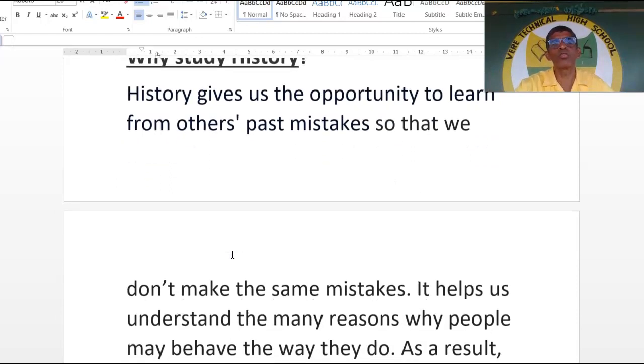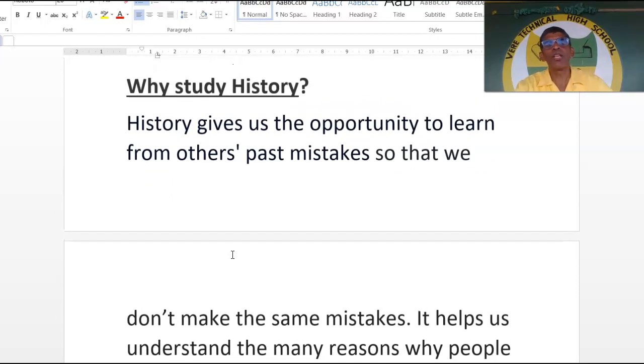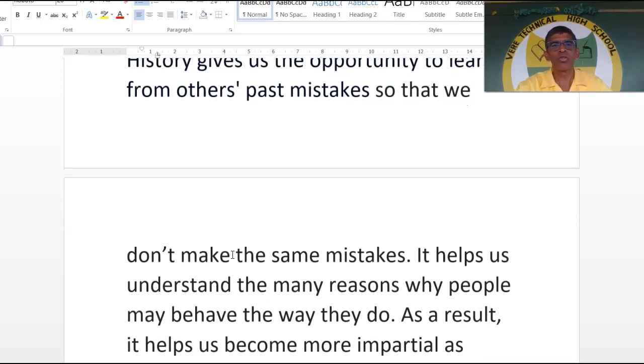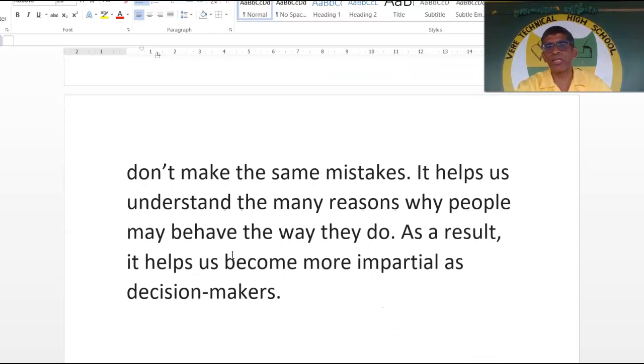Finally, why do we study history? We study history because history gives us the opportunity to learn from other persons' past mistakes so that we don't make the same mistakes. It helps us to understand the many reasons why people may behave the way they do. And as a result, it helps us to become impartial, or it helps us to become wiser as decision makers.